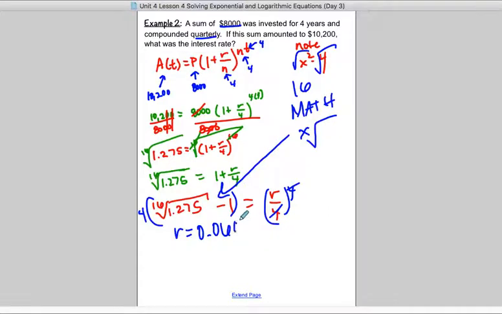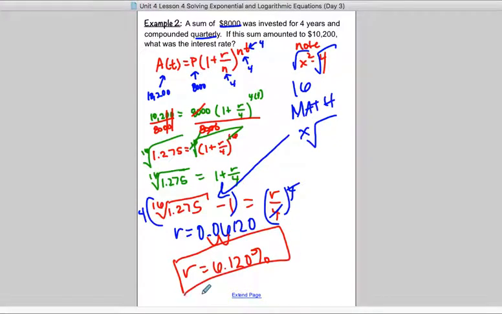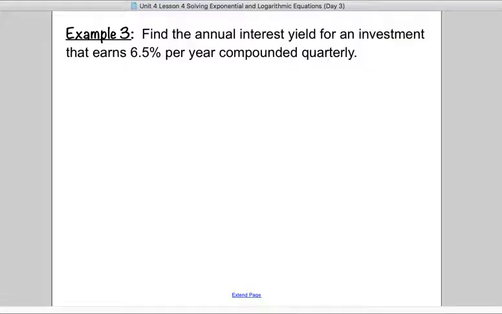You should get that R is 0.06120. Lots of zeros. Okay, that's R, but we need to make sure you put it back as a percent. So it's really 6.120%. Okay. So there is our answer for example 2. So you got to be careful. That one was asking us for a rate. We actually did not need to use a log on it. Okay.